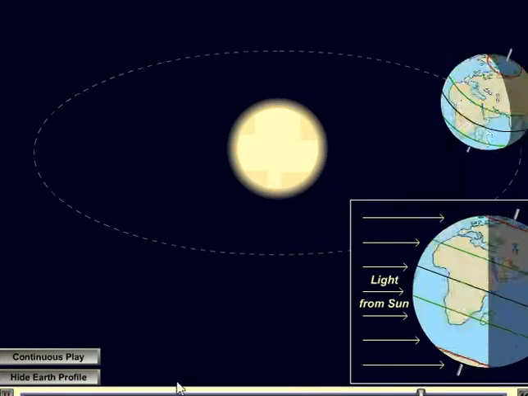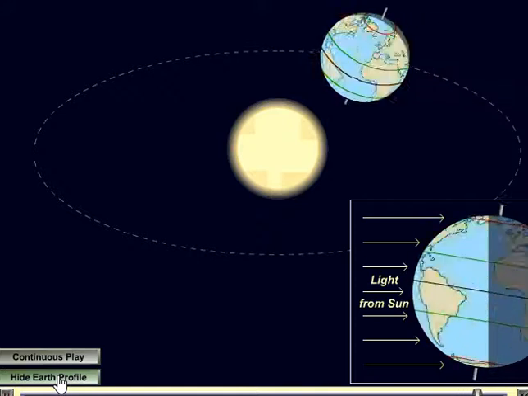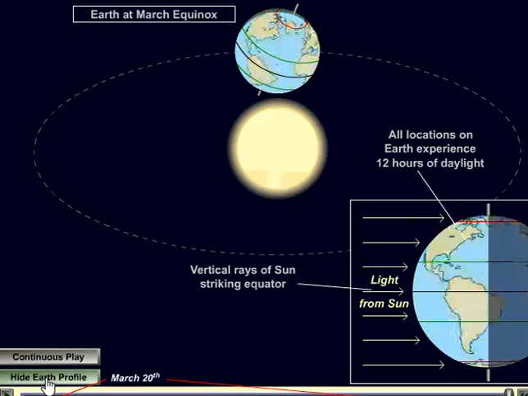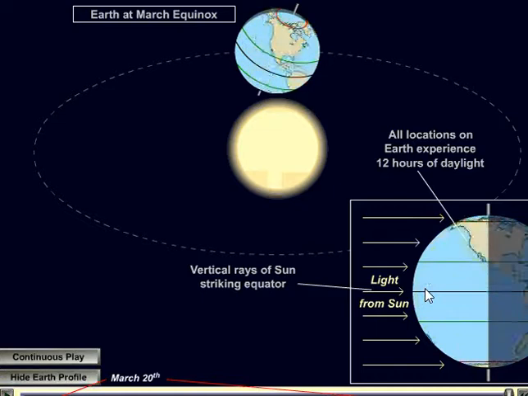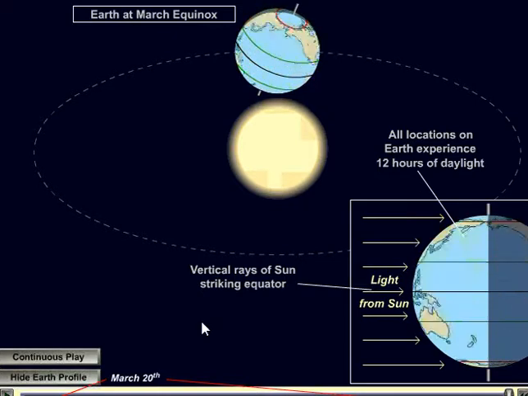We continue counterclockwise. After winter comes spring, and this is the first day of the vernal equinox. Notice, just like the autumnal equinox, the direct rays are right over the equator. The Earth is cut in half with darkness and daylight. We have 12 hours of daylight and 12 hours of darkness.